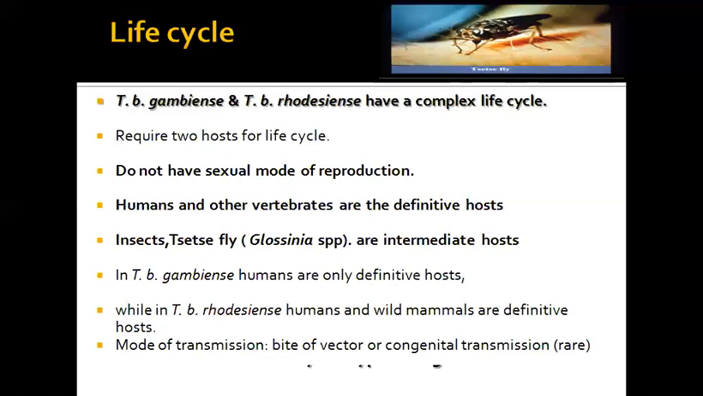Humans and other vertebrates are the definitive host, and the insect called the tsetse fly of Glossina species is the intermediate host. In Trypanosoma brucei subspecies gambiense, humans are the only definitive host, and in Trypanosoma brucei rhodesiense, humans and wild mammals are the definitive hosts. The infection is transmitted by the bite of the vector or sometimes by congenital transmission.